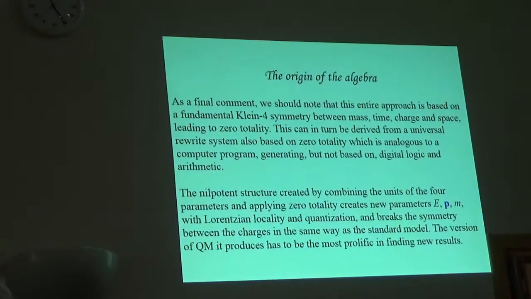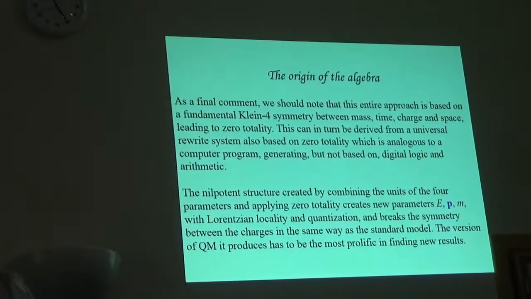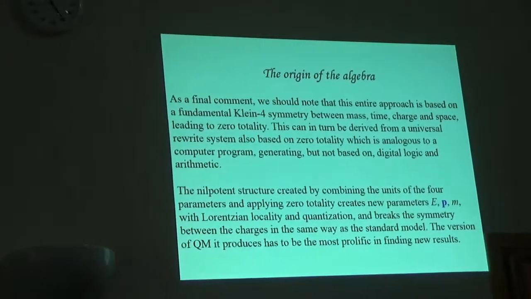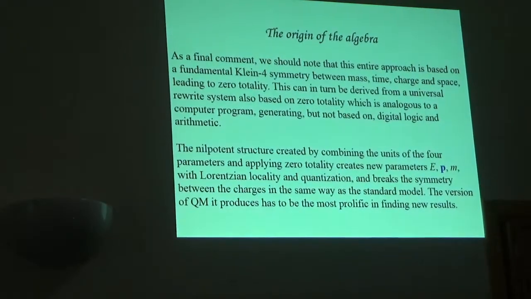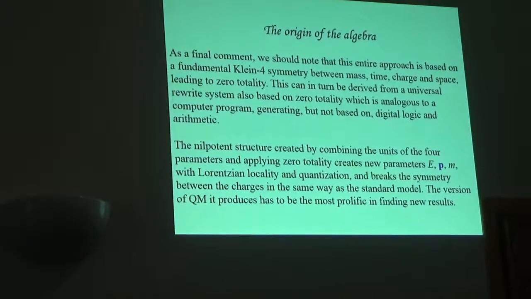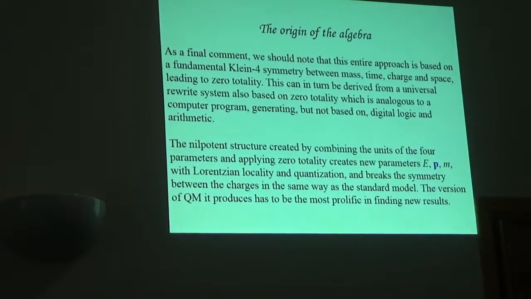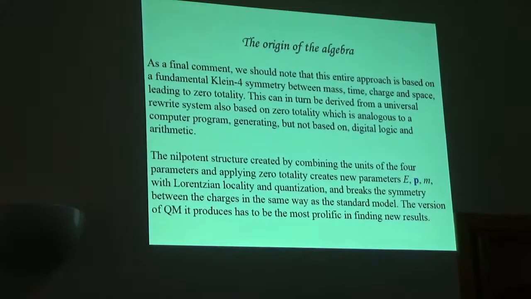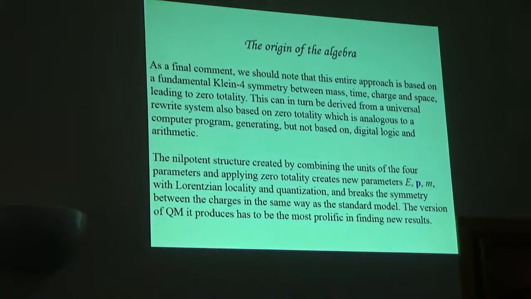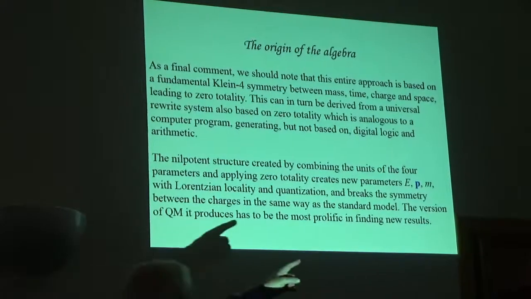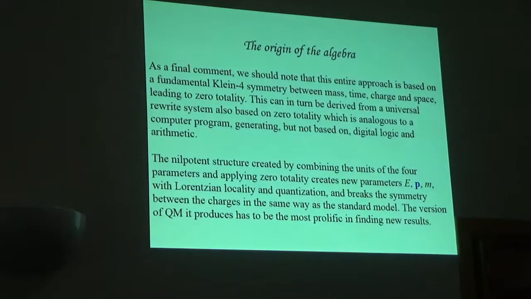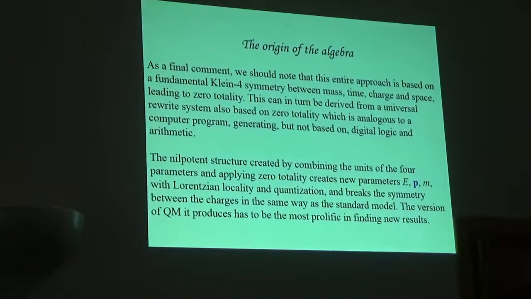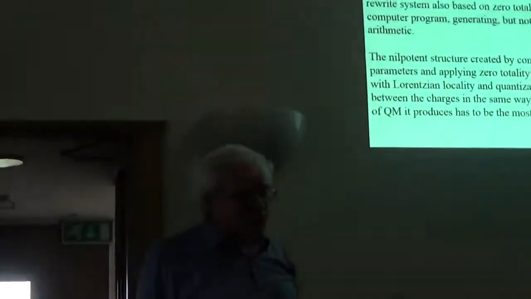He's very nice. What I'm saying is that this approach is actually based on physics. It's not based in the least on algebra. Algebra just came as an accident of the physics that I already had. Okay. The final thing I've said is the nilpotent structure created by combination of the four parameters and applying zero totality creates new parameters. These are new parameters, E, p, and m, they don't exist before you do that. And these have got Lorentzian locality and quantization. And it also breaks the symmetry between the charges in the same way. Okay, and that's it.